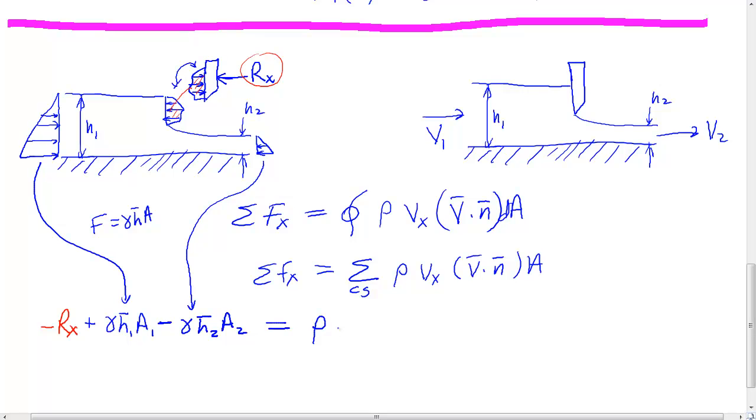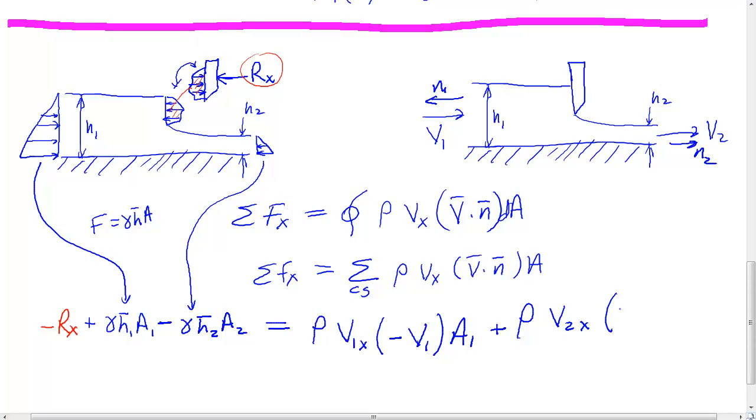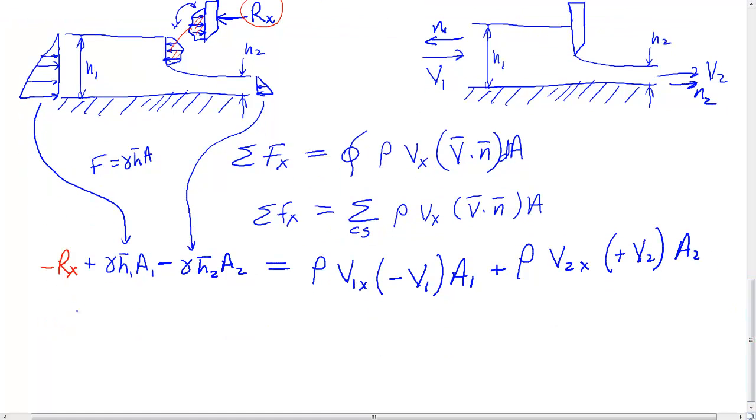Now I can go in here and say rho. Well, Vx, the V1x, and then I have the normal. So I have a normal in this direction, have a normal in that direction. So I have a minus V1, A1, plus rho V2x plus V2 because the dot product. And one final term, gamma H1A over 2 minus gamma H2A over 2.